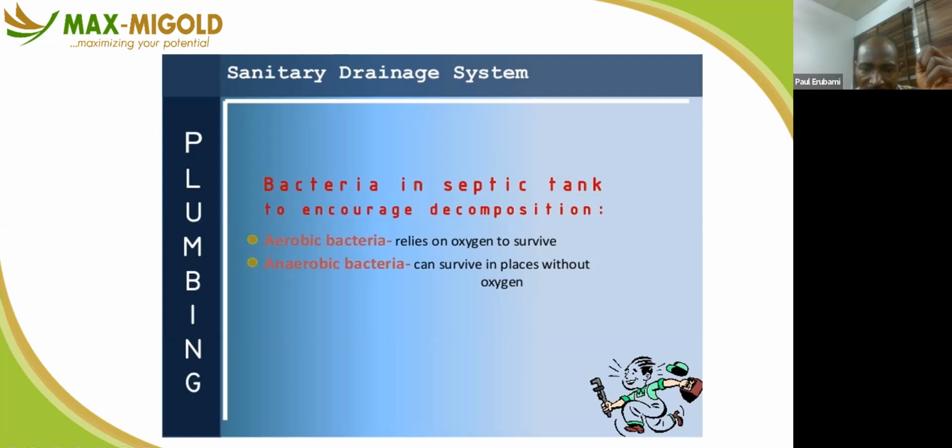So, bacteria in septic tank to encourage decomposition. Why do you normally have bacteria? Because of the fact that it's waste. Then when it is deprived of oxygen, there will definitely be odor. Bacteria that rely on oxygen to survive can survive in places without what? Oxygen. These are all aerobic bacteria.